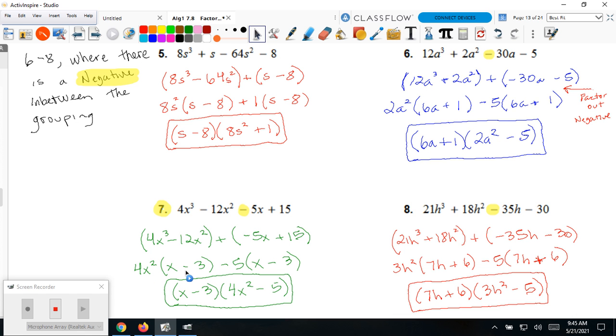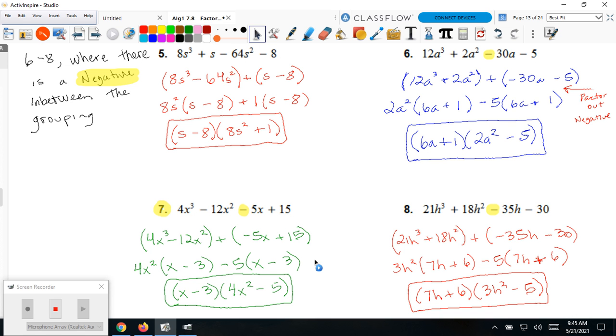So when you factor out the 4x squared, you're left with an x minus 3 from this binomial when you divide by 4. 4 divided by 4 is 1, 12 divided by 4 is 3, and then you take 2 x's out of those. Divide by 5 here, you're going to get a negative. You're going to get now changing the signs. This is positive, this is going to be a negative. 5 divided by 5 is a 1, 15 divided by 5 is 3. So matching binomial is your x minus 3, what got factored out, 4x squared, minus 5 goes in the other binomial.